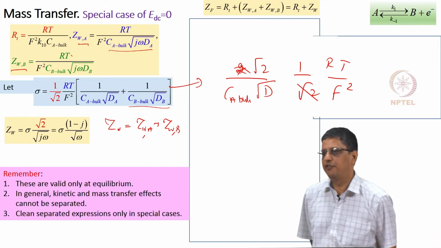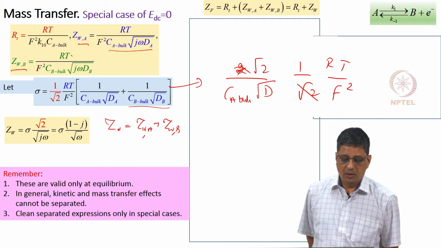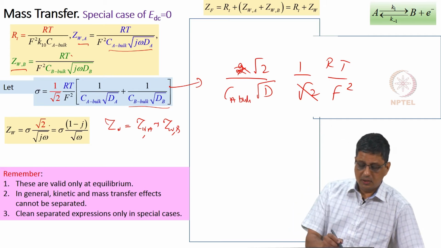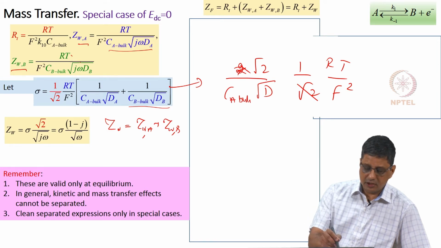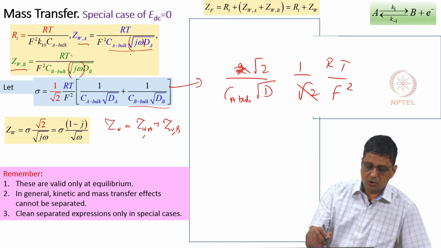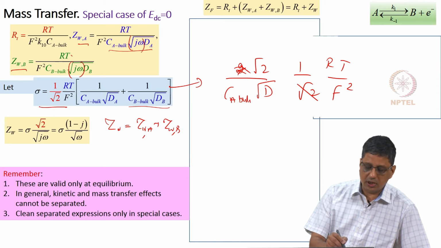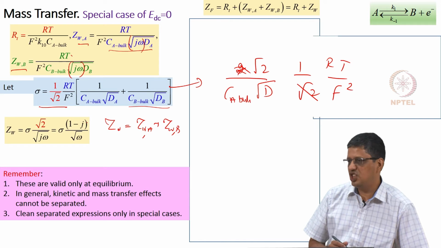So, you will get the simplified form. You will end up getting square root of 2 by j omega as the remaining factor here. Square root of 2 is introduced here, so that the numerator gets square root of 2, and when you do this you can write it as 1 minus j.